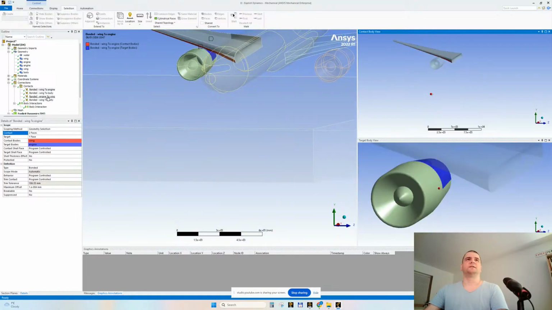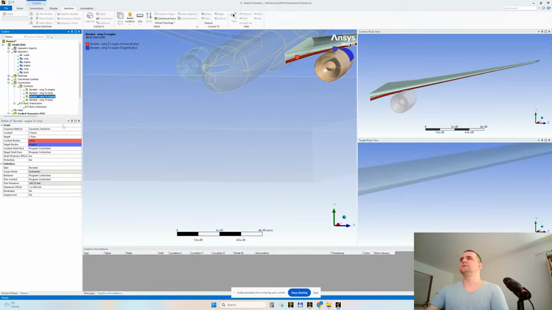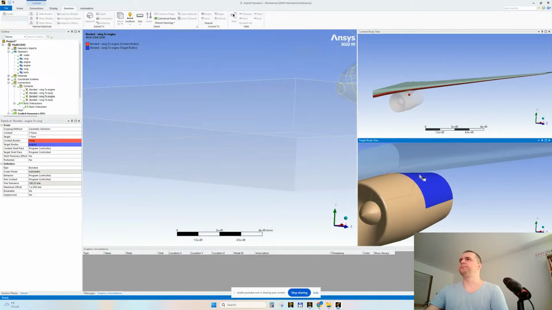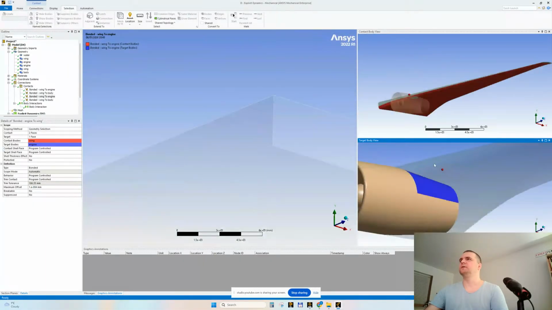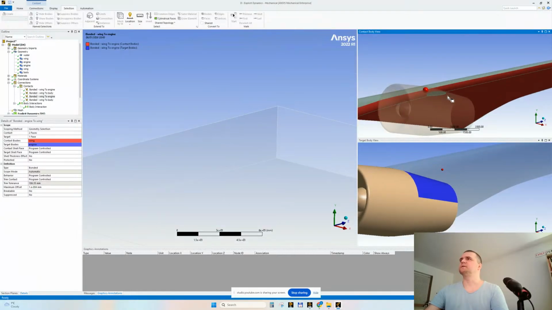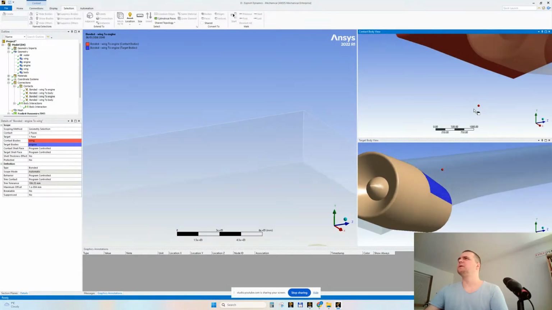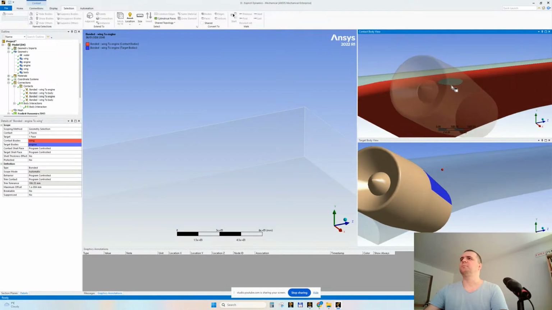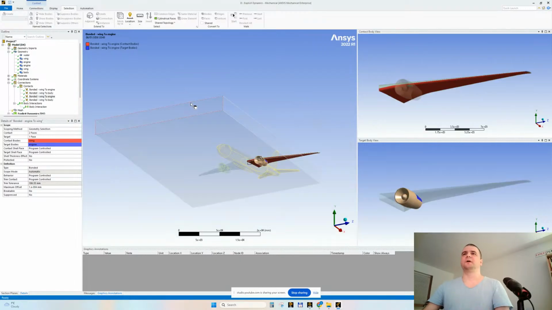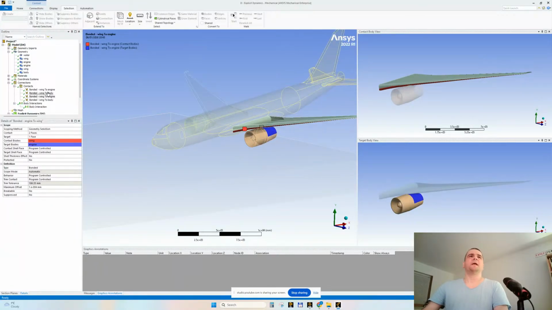Wing to engine, and here is engine to wing. Let's right-click, flip contact and target to have again engine to wing, just for conformity. And then I don't know why this is not selected. Is it possible that there is a gap or a hole there? We don't know. We will understand when we run the simulation. Or maybe after we mesh it, okay?